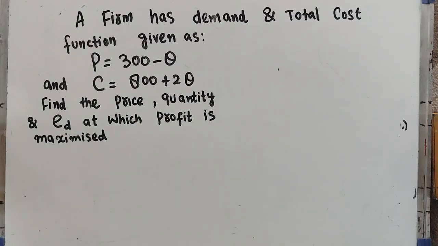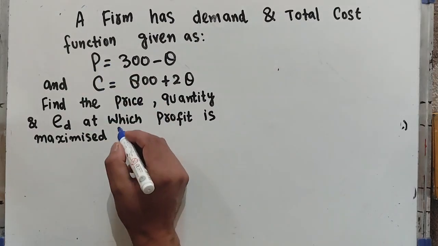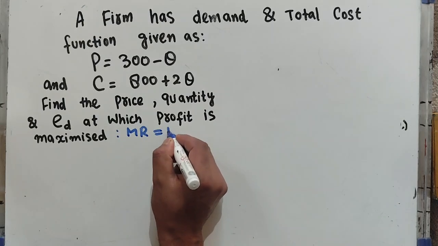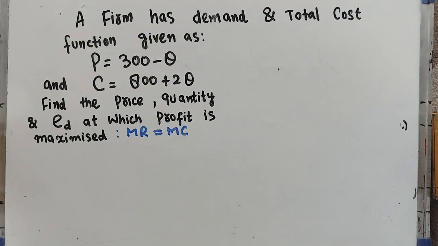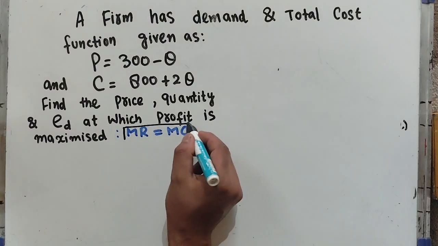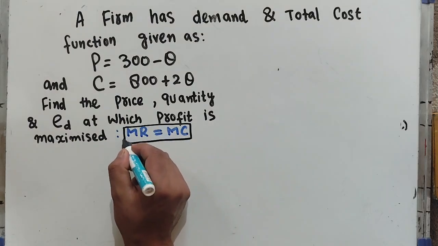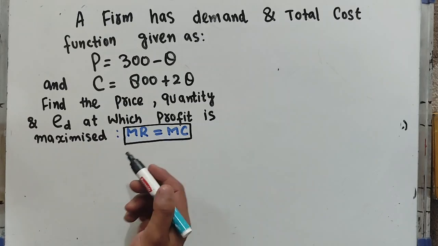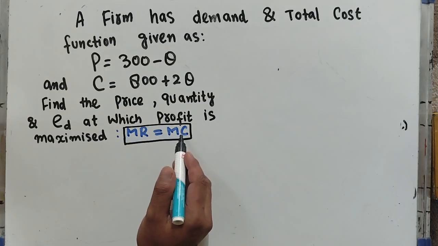Okay, so we are being given the demand function here. For profit maximization, as we know, marginal revenue should be equal to marginal cost. I have told you in a number of videos, this condition must hold for any market, whether it is perfect competition or imperfect competition, because in perfect competition marginal revenue is equal to price. So for profit maximization, marginal revenue should be equal to marginal cost.